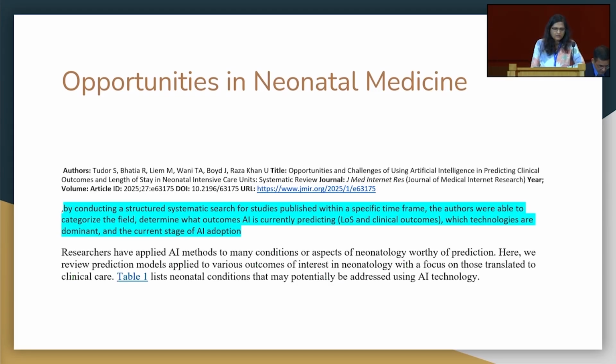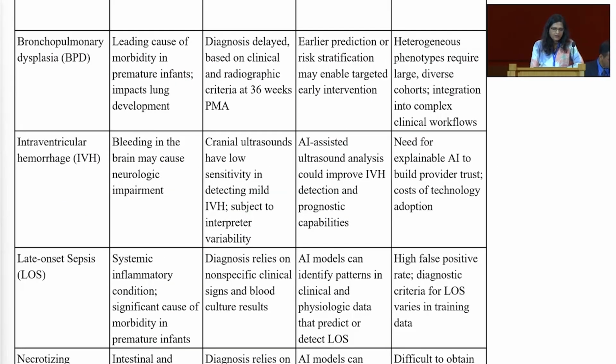So this is a study that was conducted, and what they did was a systematic search for studies published within a specific time frame, I think from 2017 to 2022, and they were able to categorize the field and determine the outcomes. They looked at what outcomes these studies examined, what field they looked at, what AI model was used, and what technologies they used in AI adoption.